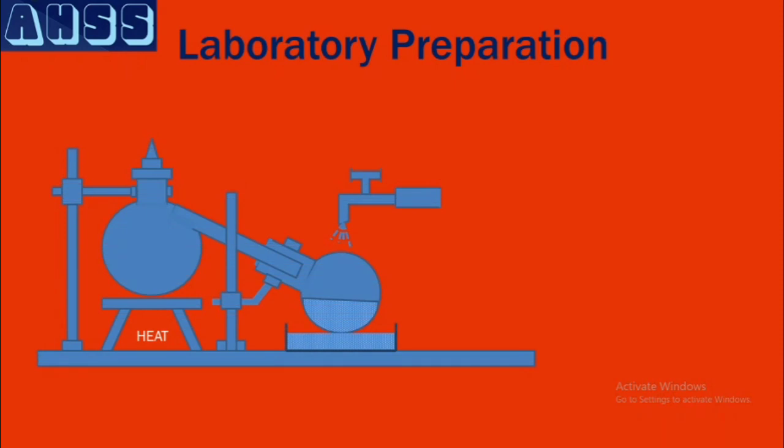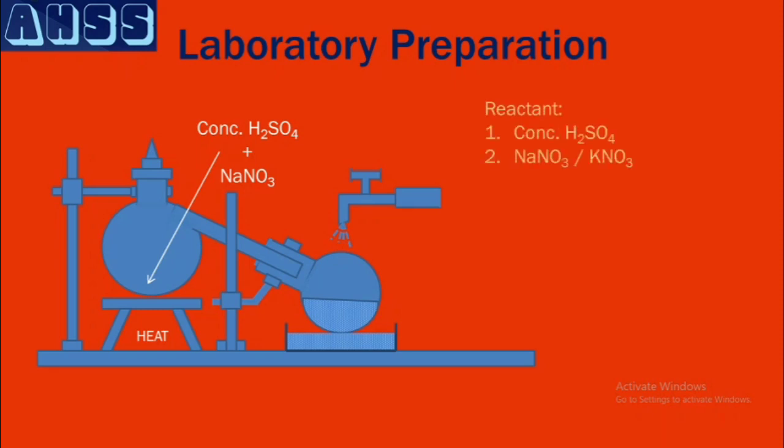When we are preparing nitric acid in the laboratory, you must set the apparatus in the following way. In a glass retort, you have to take concentrated sulfuric acid and sodium nitrate or potassium nitrate. So the reactants are equal parts of concentrated sulfuric acid and sodium nitrate or potassium nitrate. They are heated together at a temperature of 180 to 200 degrees Celsius. Then a brown fume is evolved in the retort. That brown vapor is nitric acid.